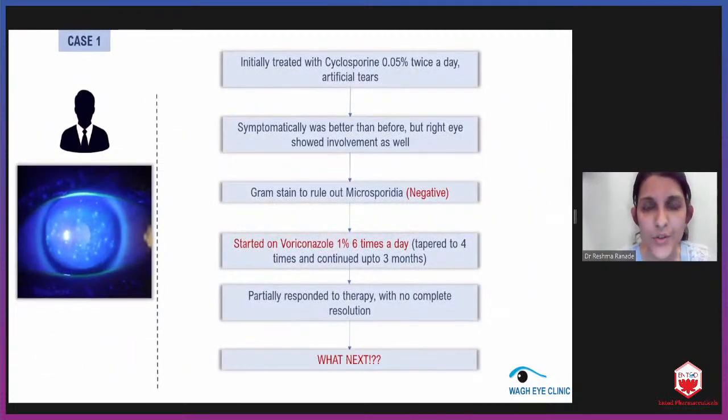So what did we do? We initially treated him with cyclosporin twice a day and artificial tears. He was symptomatically better, but then over a period of time, his right eye was involved as well. We did a gram stain to rule out microsporidia, which came out to be negative. But we still started him on voriconazole 6 times a day, which was tapered to about 4 times and was continued up to 3 months. So he partially responded to the therapy, but there wasn't a complete resolution.